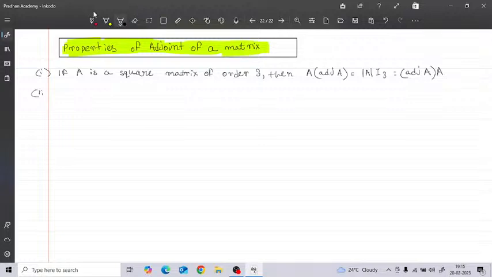Second property: if A is a square matrix of order n, the generalization of the last property, A into adjoint of A is equal to determinant of A into In, which equals adjoint of A into A.